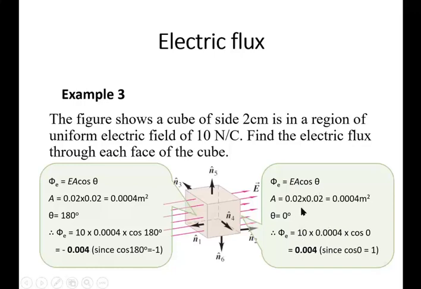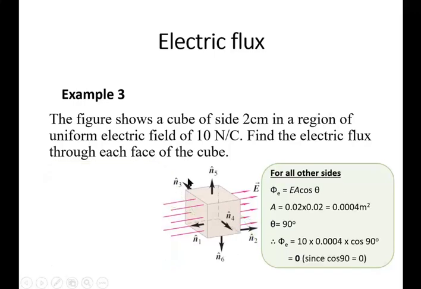We can do a similar thing for this one. This time around, the electric field is in the same direction as the area unit vector, and the angle is 0. So we just do the calculation and we get 0.004 Newton meter squared per coulomb.